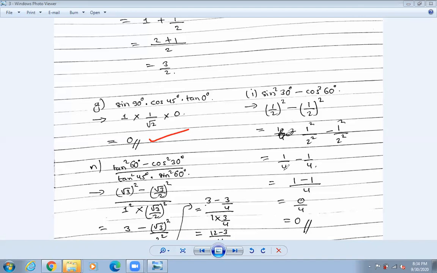So 4 and 4 will be the LCM. 4 will be the LCM because they are the same number. So if the LCM is the same, then we can just write the upper numbers. What is above? 1 minus 1. So let us write 1 minus 1. If the LCM is the same, we write only the upper number. So 4 and 4 are the same number, so 4 is the LCM. So 1 minus 1 is how much? 1 minus 1 is 0. So 0 divided by 4 is 0.